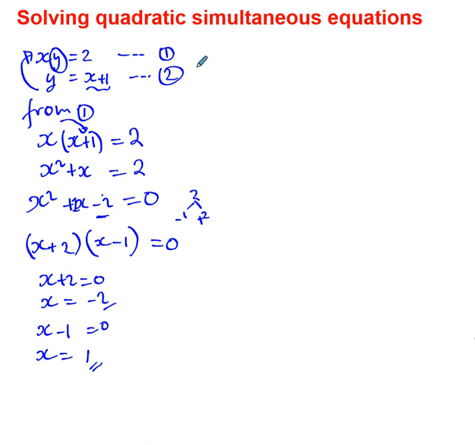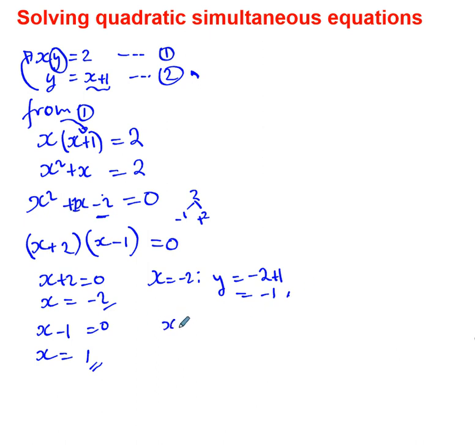Now I'm going to use equation 2 because it's simpler. Y is already made the subject, and all I'm going to do is substitute the values of x into equation 2. Okay, so when x equals minus 2, what do I get? I get y, so I'm using equation 2, y equals x, which is minus 2, so minus 2 plus 1, which is equal to minus 1. So y is equal to minus 1.